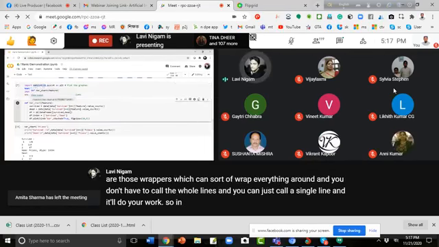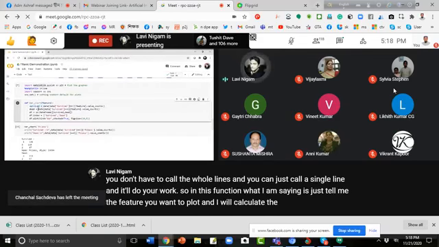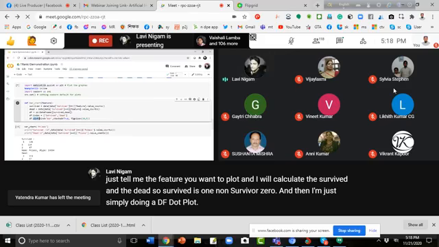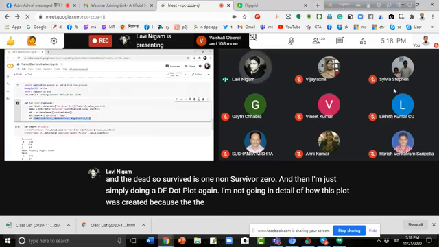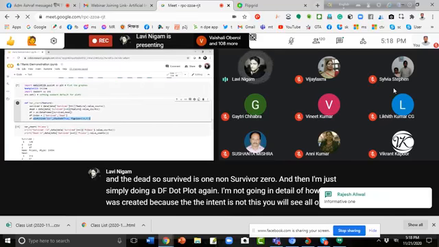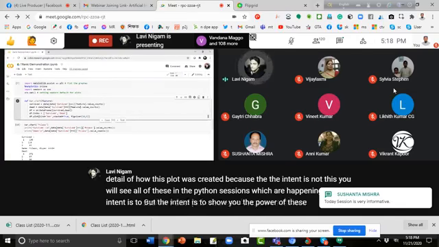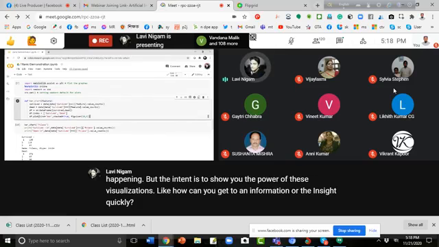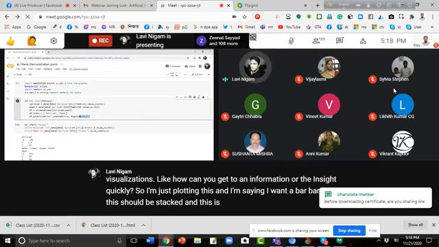So in this function, what I'm saying is just tell me the feature you want to plot, and I will calculate the survived and the dead. Survived is 1, non-survived is 0. And then I'm simply doing a df.plot. Again, I'm not going into detail of how this plot was created, because the intent is not this. You will see all of these in the Python sessions which are happening. But the intent is to show you the power of these visualizations, like how you can get to an information or the insight quickly. So I'm plotting this and I'm saying I want a bar plot, and this should be stacked, and this is the figure size. I'll show you what stacked is.